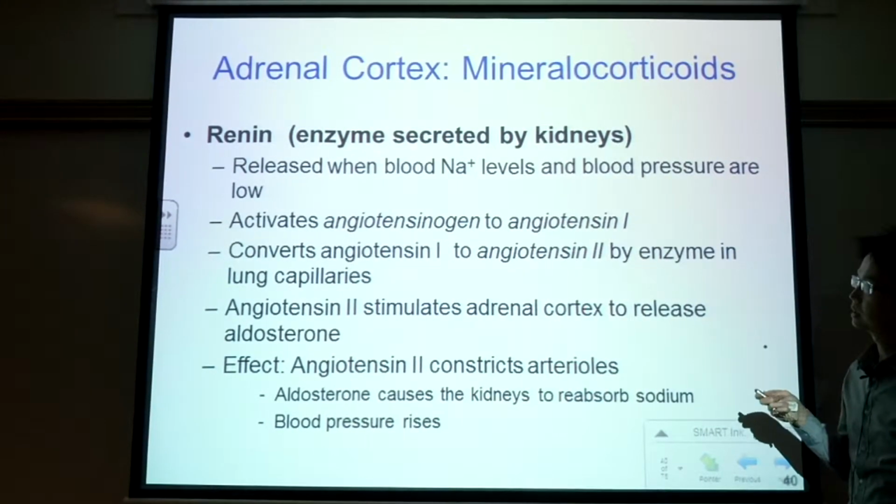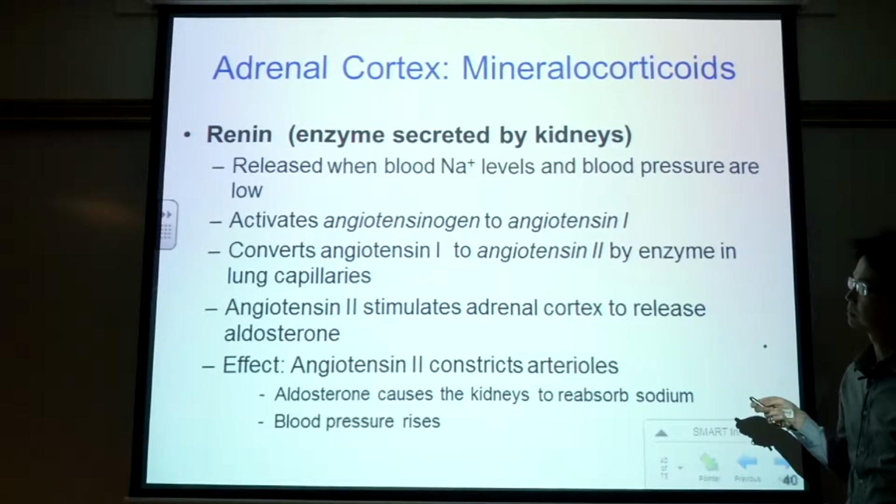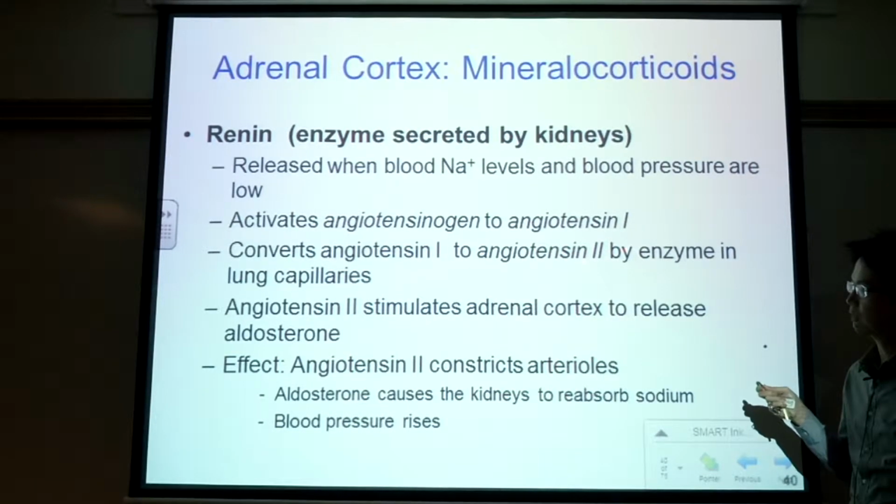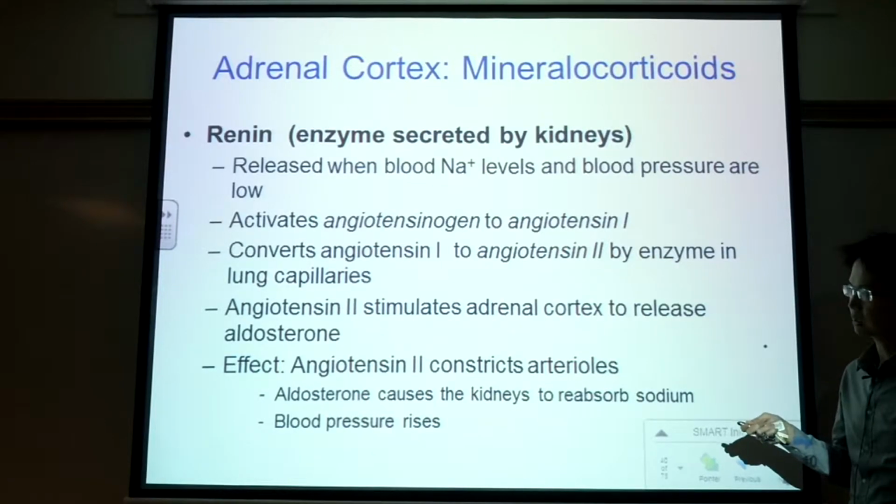So renin is an enzyme secreted by the kidneys. Renin is released when the blood sodium level and blood pressure are low. As I told you previously, renin will activate angiotensinogen into angiotensin 1. Then angiotensin 1 will be converted into angiotensin 2 by an enzyme we call ACE, angiotensin converting enzyme. It is produced by the lung. And then angiotensin 2 will stimulate the adrenal cortex to release aldosterone.